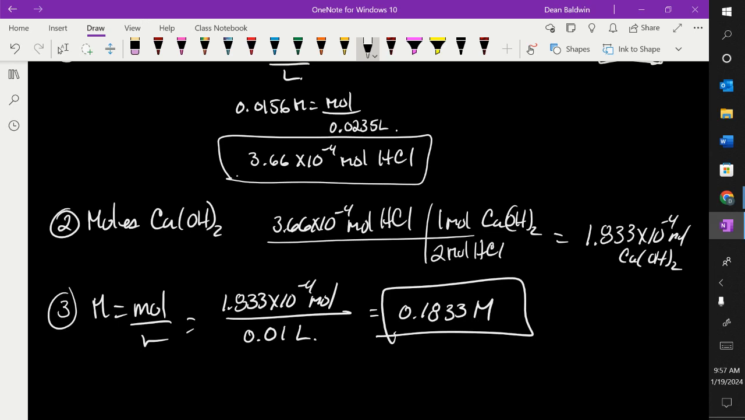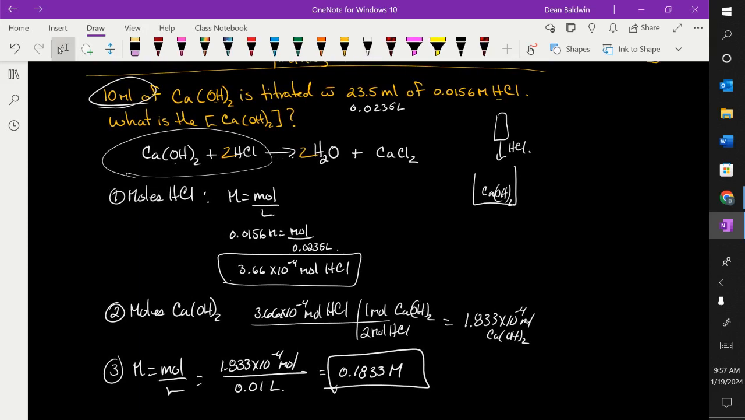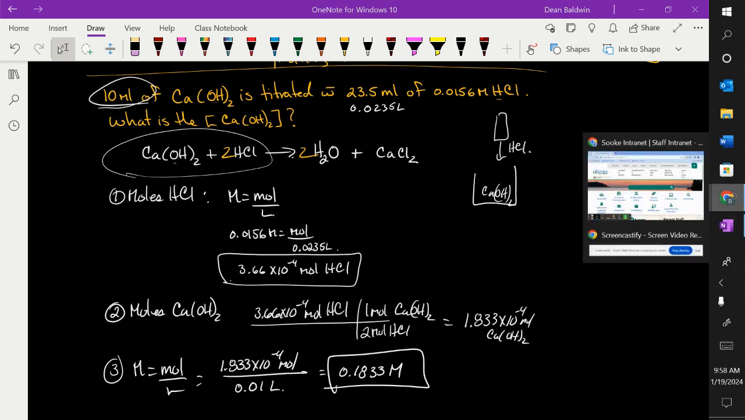Is that clear? You are going to have a question like that on your test. Okay, so you write out the equation, balance it, figure out the moles of whatever it is that you're adding. It's going to be a neutralization reaction. And then figure out the moles of the other substance that you're titrating based on the mole ratio in the equation. And then it's just figure out the concentration, moles per liter. All right, I'm going to stop.